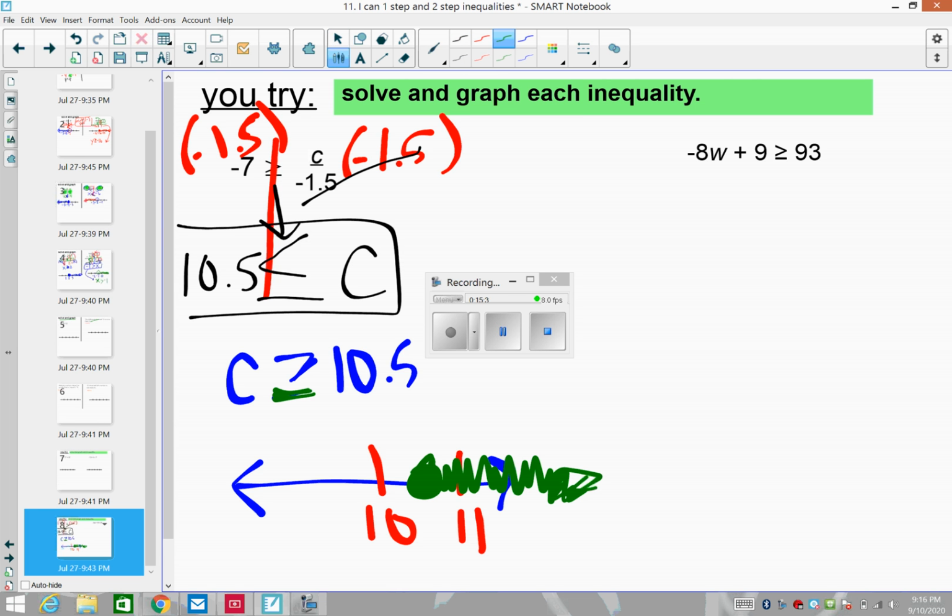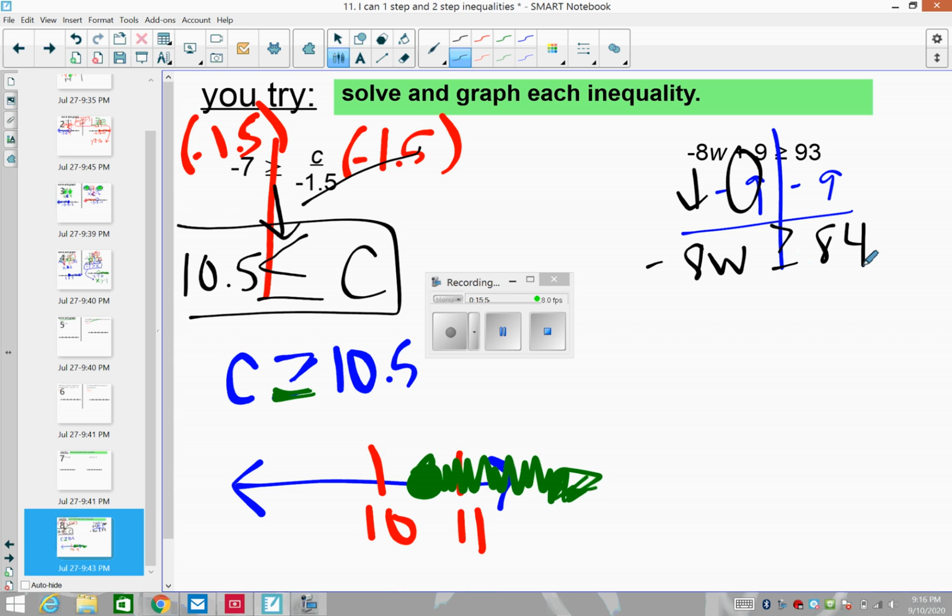Build house, build fence, clean yard. So we're going to subtract 9, copy, paste. Drag it down. And we end up getting 93 minus 9 is 84. Looks like we might get a decimal here, huh? All right, so do I flip the sign yet? Nope, we're just subtracting, so we don't have to worry about it. Only when we multiply or divide by a negative. So the next step is going to be divide by -8, copy, paste.